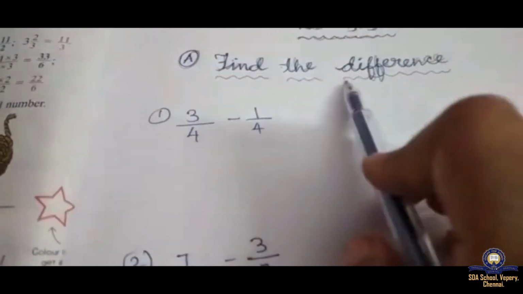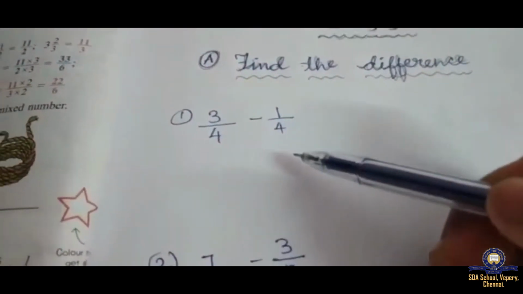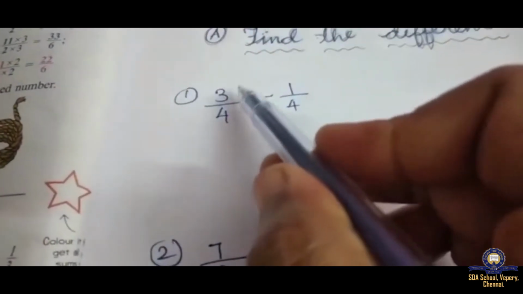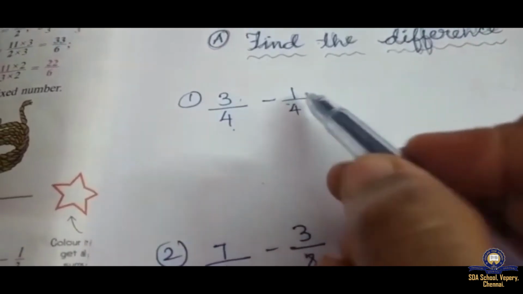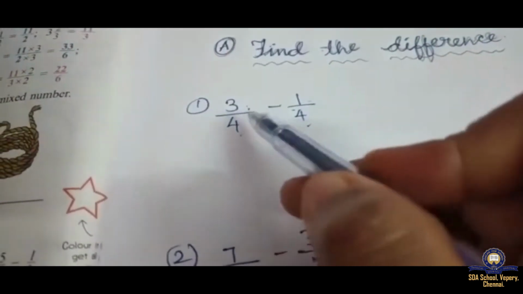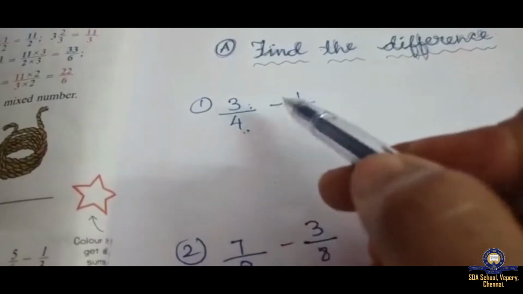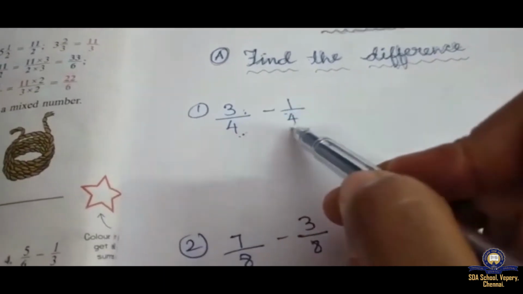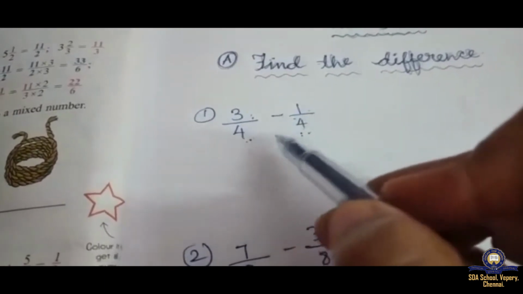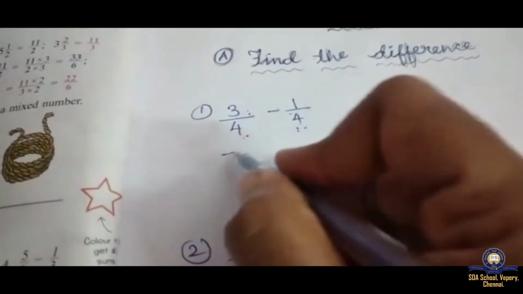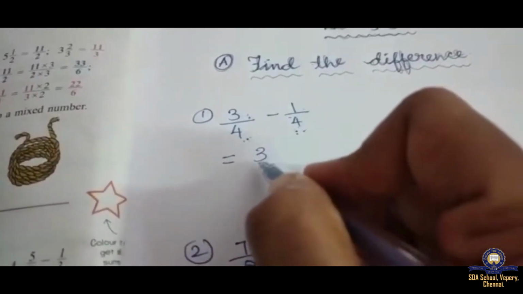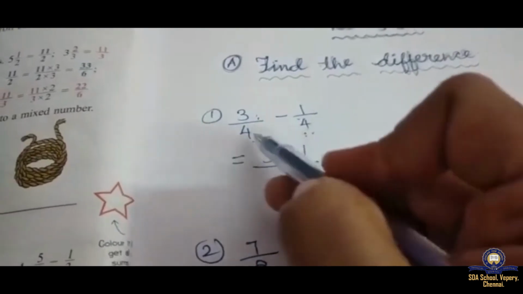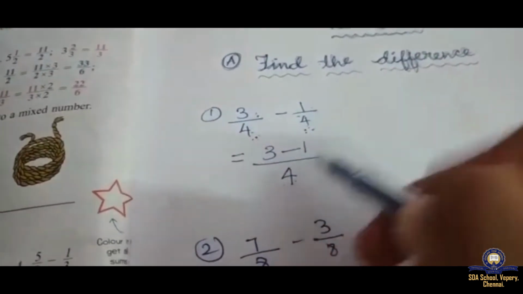What's the question? Find the difference. We are going to find the difference for the given numbers. For example, first one, 3 by 4 minus 1 by 4. This is the numerator, this is the denominator. Now you have to check. We have two fractions, right? Both the denominators are the same, so no need to find LCM. We will subtract and write it as 3 minus 1 by 4. You should not write 4 two times, only once.